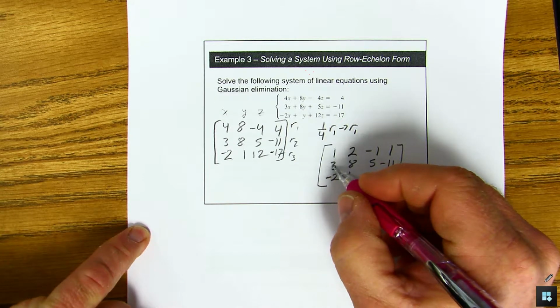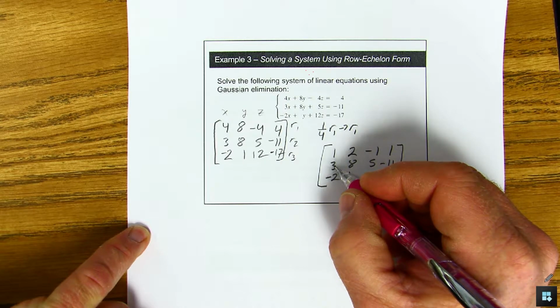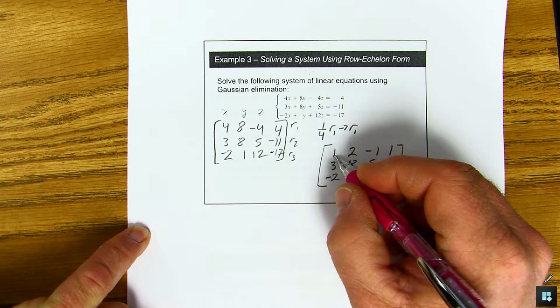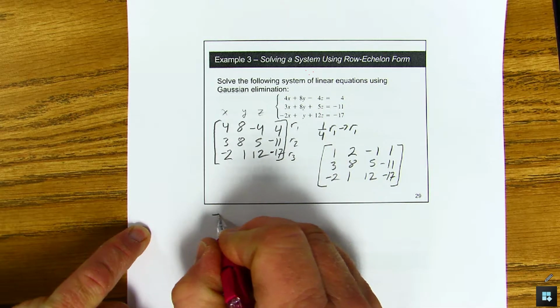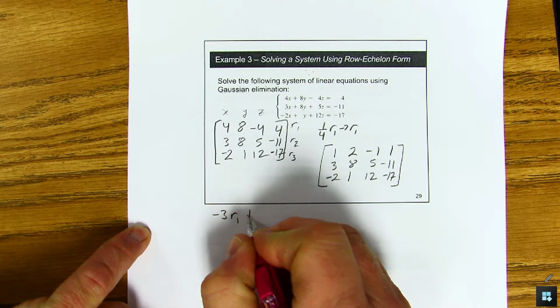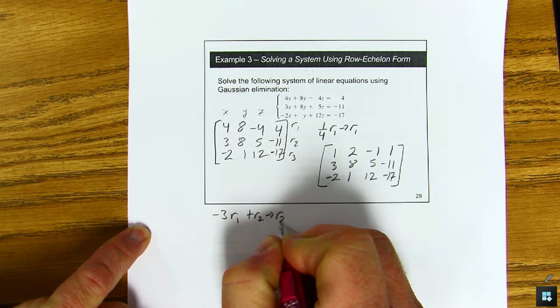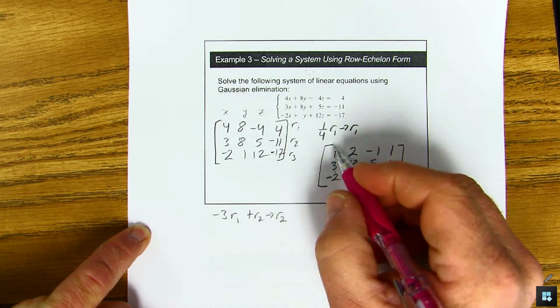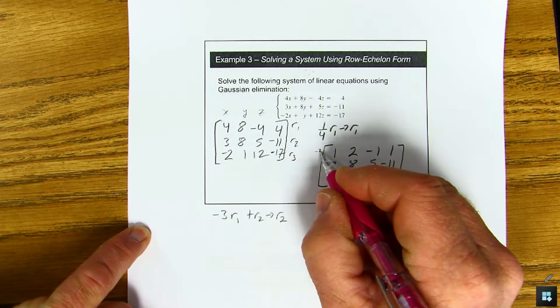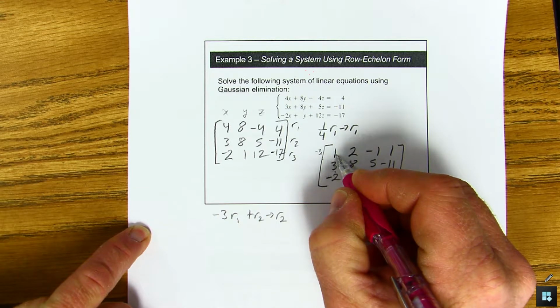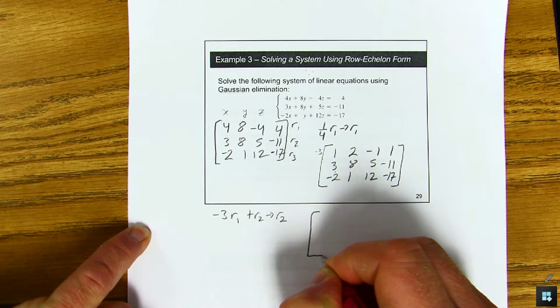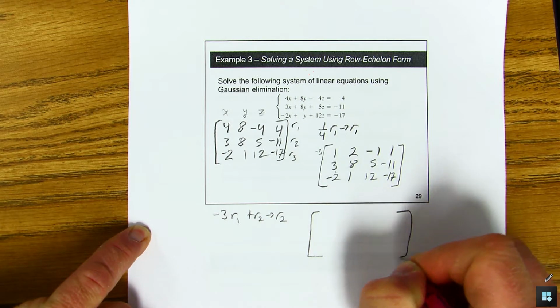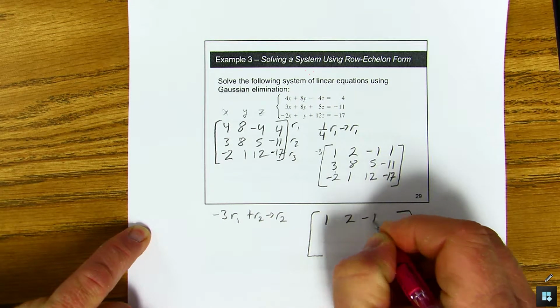I want to now get this to be a 0. So I'm going to take -3 times row 1 and add it to row 2 and replace row 2 with that, because that'll get rid of that 3 right there. If I do that, I get -3 times 1, which is -3. Remember, the top row isn't going to change. It's still 1, 2, -1, 1.